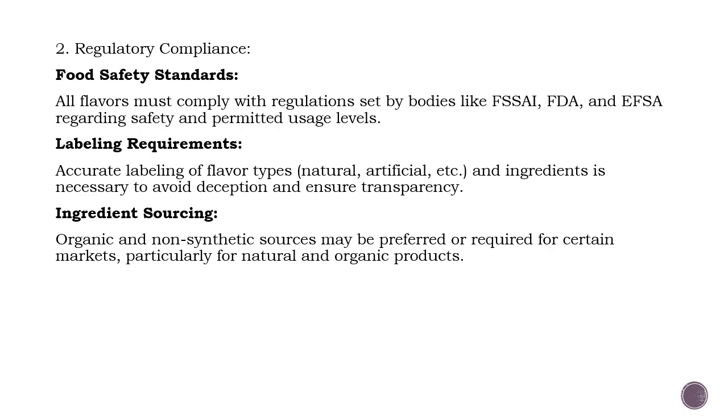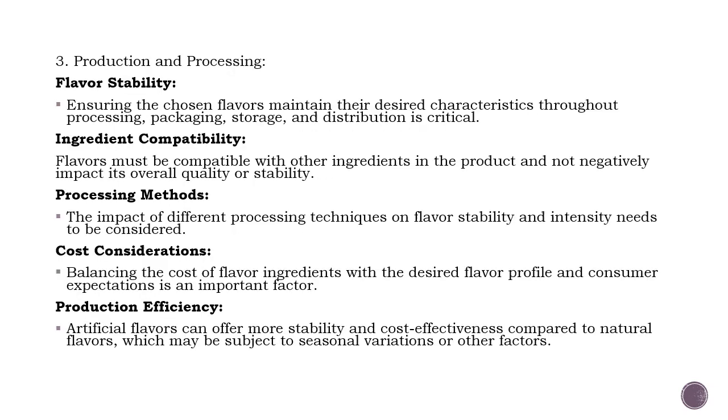Then labeling requirements: accurate labeling of flavor types like natural, artificial, etc., and ingredients is necessary to avoid deception and ensure transparency. Ingredient sourcing: we have to select the ingredients, whether organic or non-synthetic sources may be preferred or required for certain markets, particularly for natural and organic products.